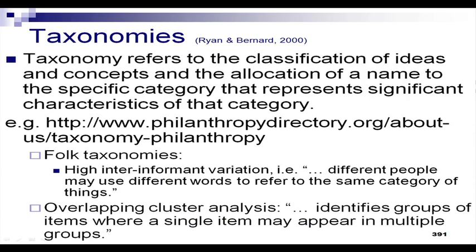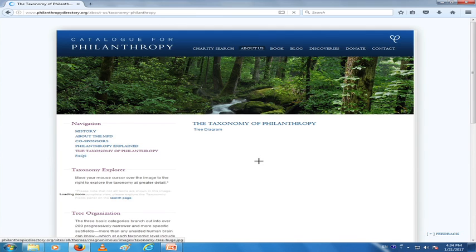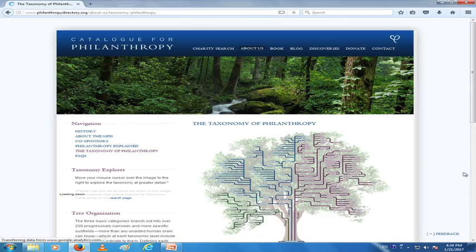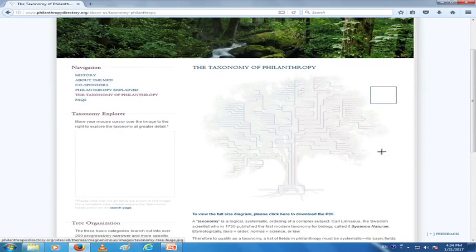Let me show you a pictorial representation of what a taxonomy looks like. Let me just copy this and I'll just take you to a website. This is a very, very nice representation of what a taxonomy looks like. So this is a taxonomy of philanthropy that I found on the internet. Now this, I'll just show you, this is very beautiful, it looks like a tree, if you can see.